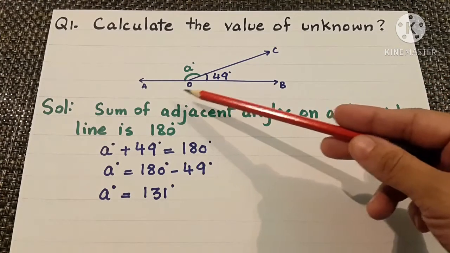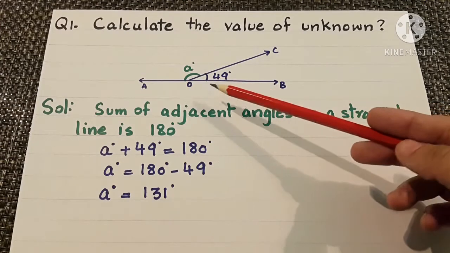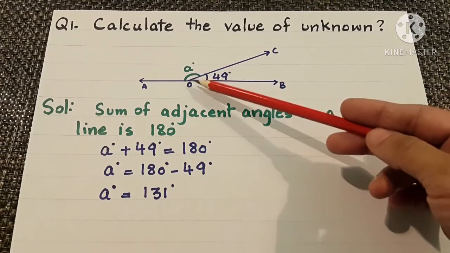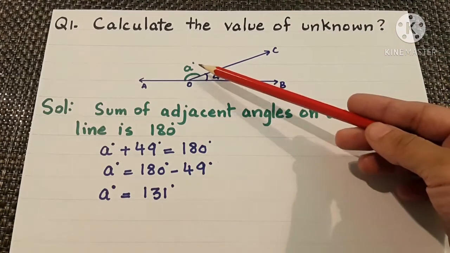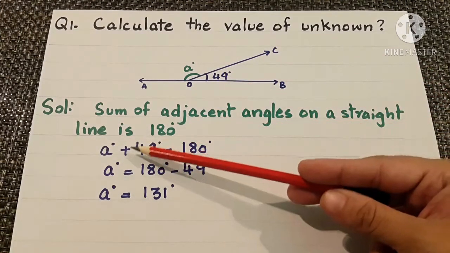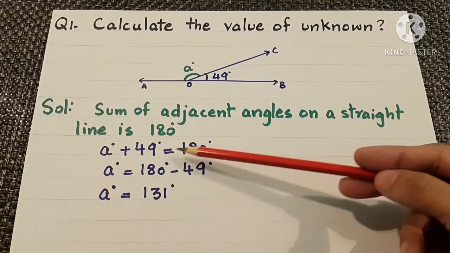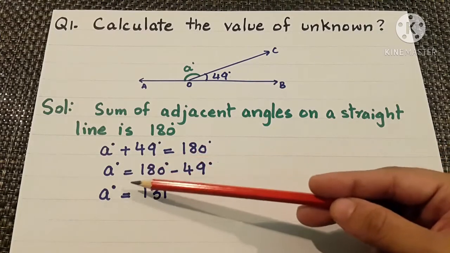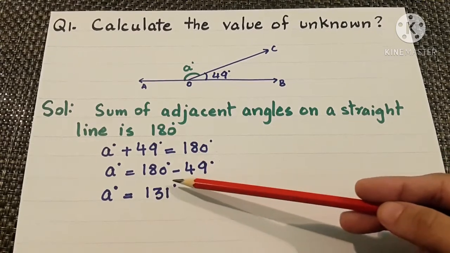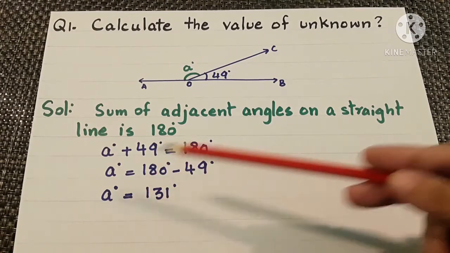Now the question is that we are given a straight line AB and another line is intersecting it. It is OC. One angle is 49 degrees. We have to find the other angle, that is A, and the value of A is unknown. So by using the concept of adjacent angles and the theorem that we have proved, that the sum of adjacent angles on a straight line is 180 degrees, we will just write angle A plus 49 degrees equal to 180 degrees. Then we will solve it like this. We take 49 over here and subtract it, and we get 131 degrees as the value of angle A.